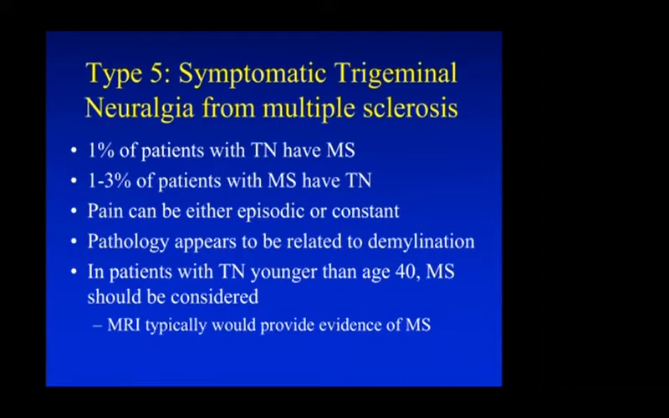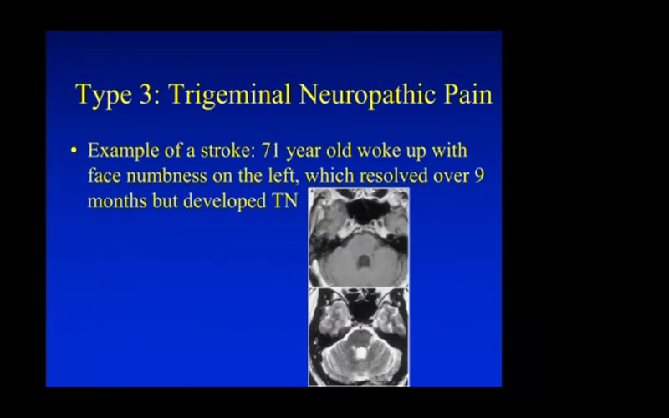Type 5 pain is trigeminal pain from multiple sclerosis. So how does this work? If you remember a couple of slides ago, I showed you a slide of a stroke, where the trigeminal nerve came out. You can also have multiple sclerosis, which can look very similar to this stroke.